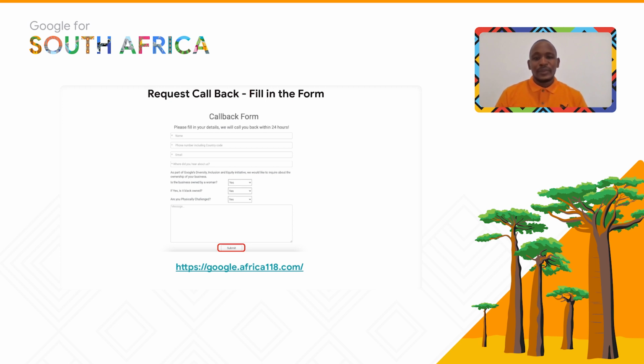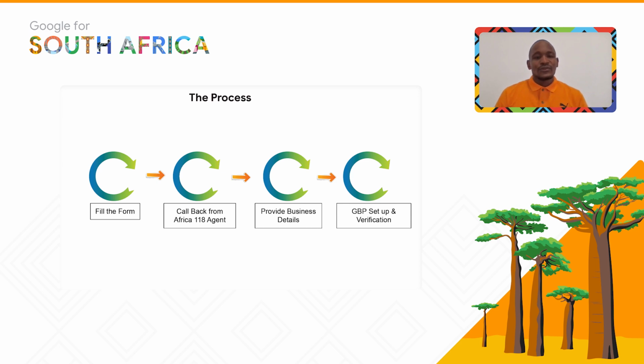When you hit the submit button, it will take you back to the home page, which means the request has been received on our end. And this is just a process that we usually do. After filling the form, our call center agent will call you within 24 hours, or 12 to 24 hours, depending on the time zone that you are in. And then you'll provide your business details, and we'll set up your Google Business Profile, and it will be verified.